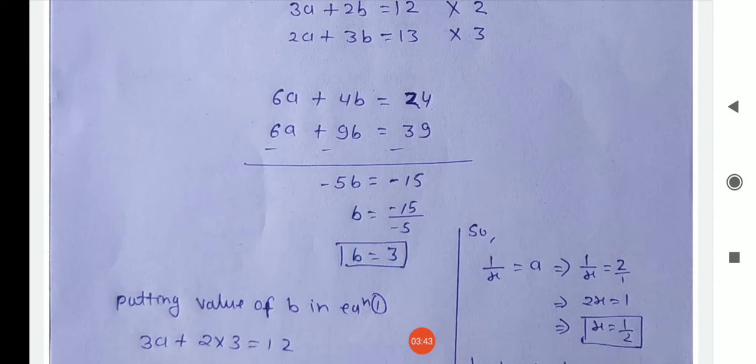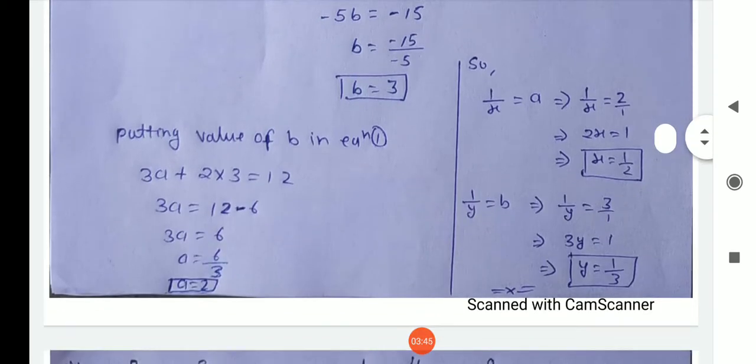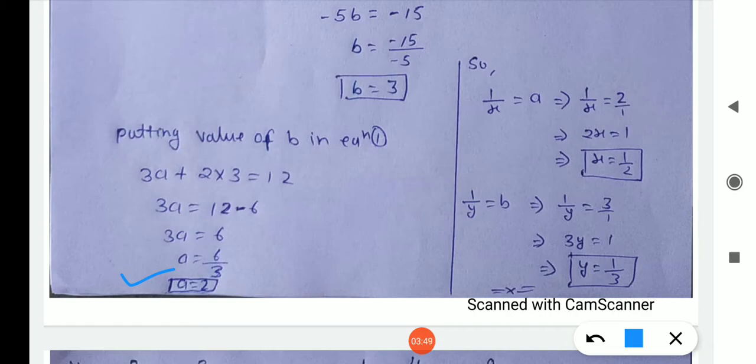Now we put this b equal 3 in equation second to get the value of a. Now a and b is not our answer. Our answer is x and y. So we let 1 upon x equal a in the starting of the question. So 1 upon x equal, the value of a is 2. If we cross multiply, we get 2x equal 1. It means x equal half.